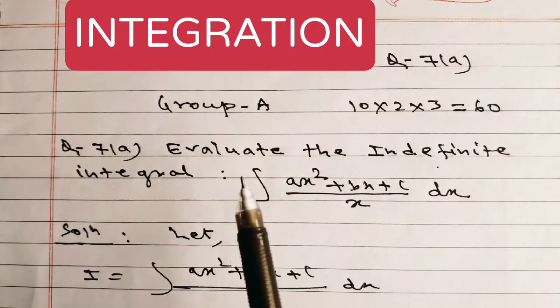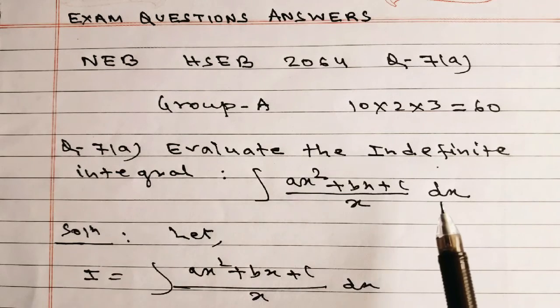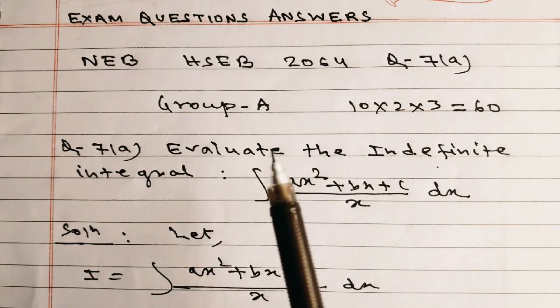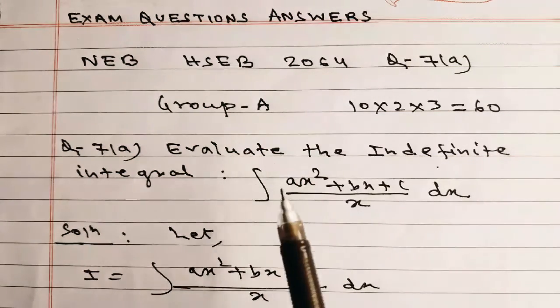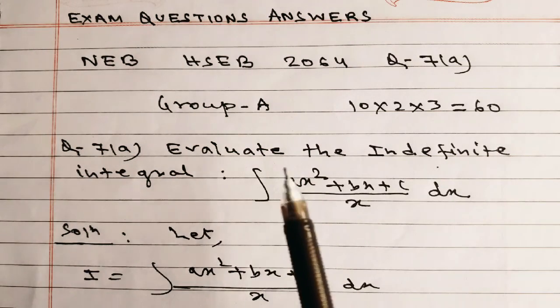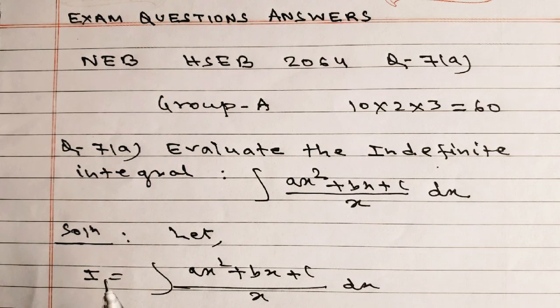Evaluate the indefinite integral. Integration of (ax square plus bx plus c) by x dx. Solution. We have to find the indefinite integral, or we can say integration of the given function. Let's suppose the integration of the given function, or indefinite integral, as I. I is equal to integration of (ax square plus bx plus c) by x dx.